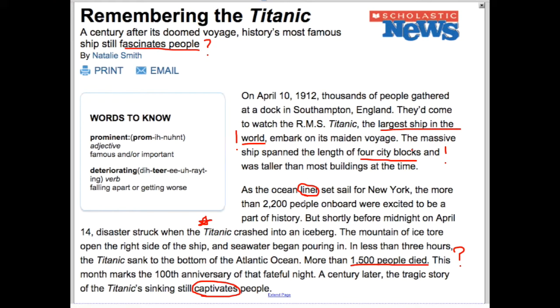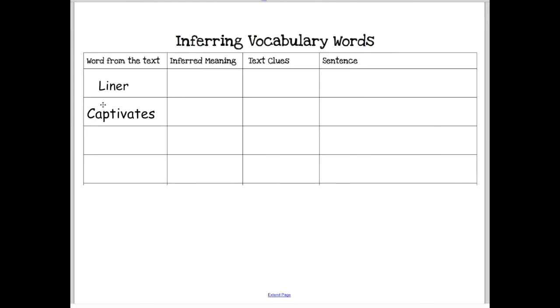So liner is one of the words that I circled. So I'm going to write it right in here where it says word from the text, liner. This is where we're going to record the words that we're inferring as our vocabulary words. So I'm writing the word liner here. Now, my inferred meaning, what I'm thinking that this means, based on my background knowledge, based on what I know, and based on what I read, is that a liner is a type of ship, okay?